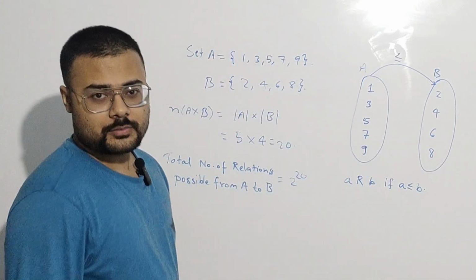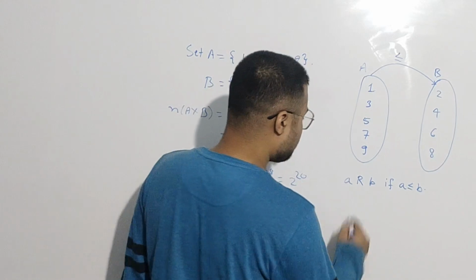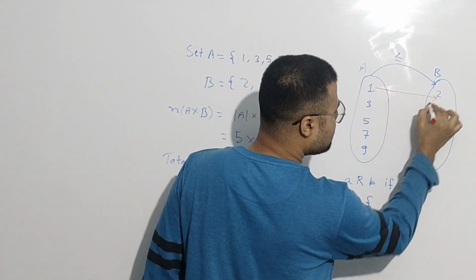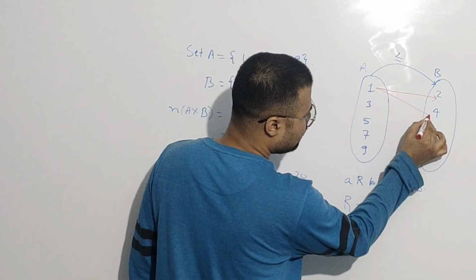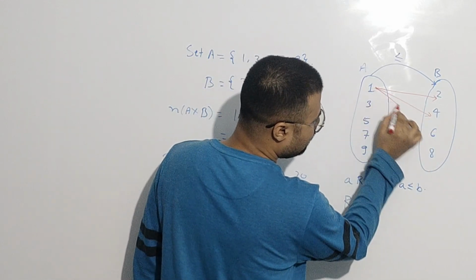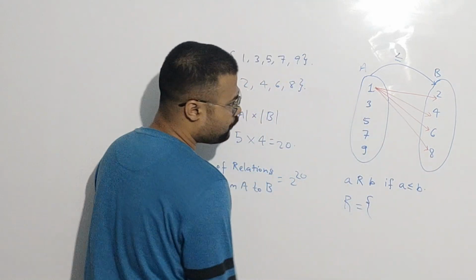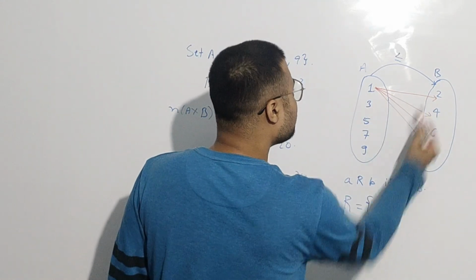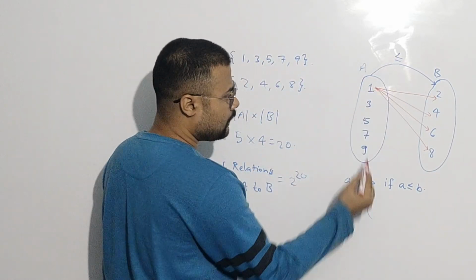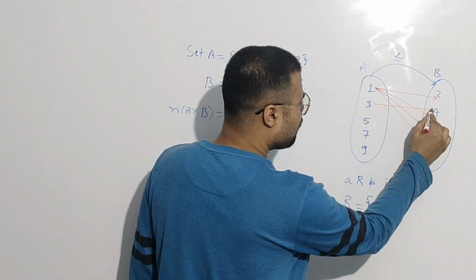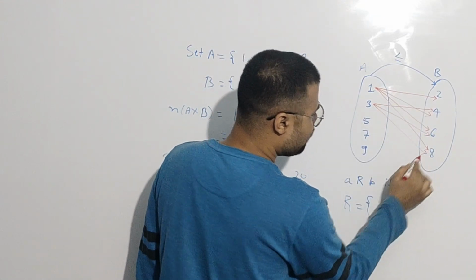Then what are the valid ordered pairs in this case? 1 is less than 2, 4, 6, 8. 1 will be related to 2 because 1 is less than 2. 1 is less than 4, less than 6, less than 8. 3 will not be related to 2 because 3 is greater than 2. 3 is not less than or equal to 2. 3 will be related with 4, 3 will be related with 6, 3 will be related with 8.